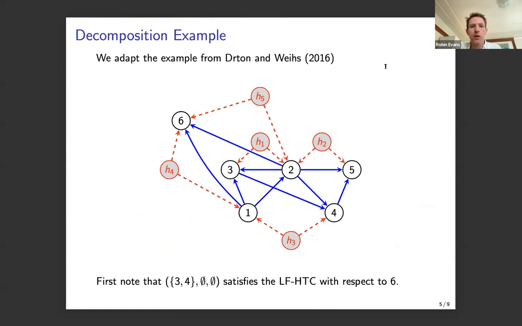Here's an example from a paper by Mathias and Luca from 2016. The first thing to note is that there's only one district. Everything is connected by latents. But if we look at the vertex 6, you can check relatively straightforwardly that the set 3, 4 satisfies the latent factor half-trek criterion with respect to 6. You can see that 6 has two parents, 1 and 2. There's a latent factor half-trek from 3 to 2 via H1, and a latent factor half-trek from 4 to 1 via H3. So this triple satisfies the half-trek criteria for 6. That means that if we can identify all these blue edges up here, then we're done.